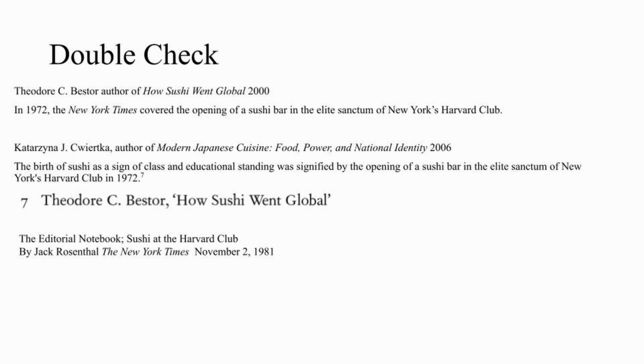The problem is, this was actually written on November 2nd, 1981 by Jack Rosenthal in the New York Times. The editorial notebooks, Sushi at the Harvard Club. So even though the articles were peer-reviewed, there was still a mistake. Things like this happen. So double check their sources. Go and look at their primary sources. You may find something else interesting that was left out of their paper that you can use for your own. It might further help your research.